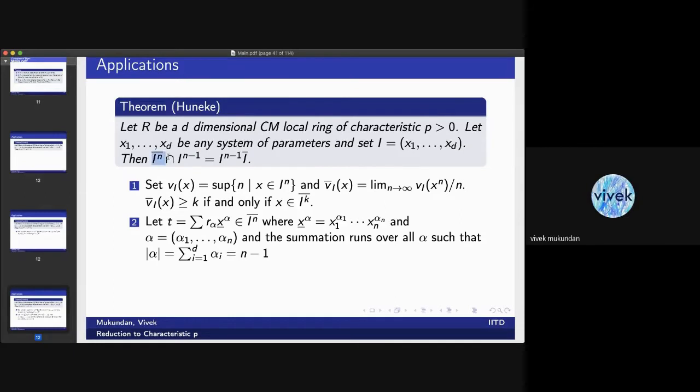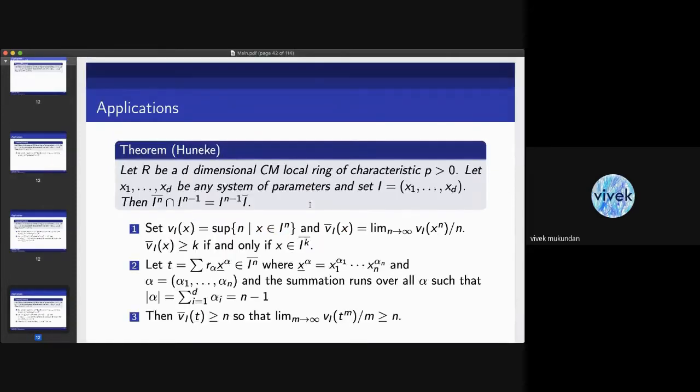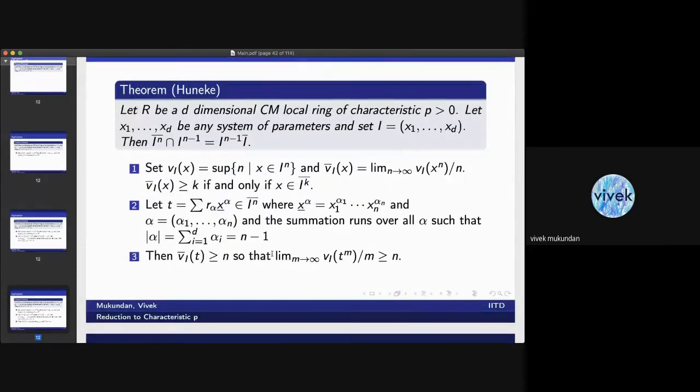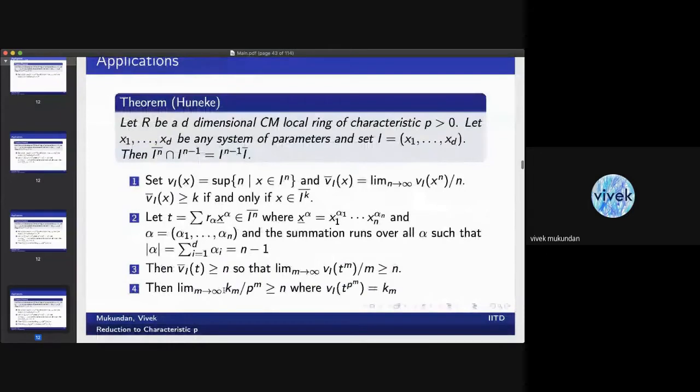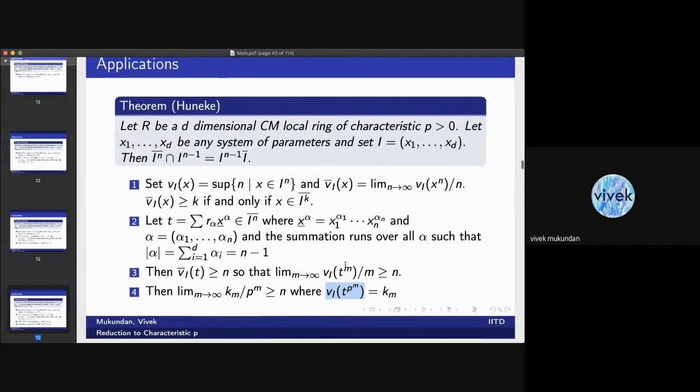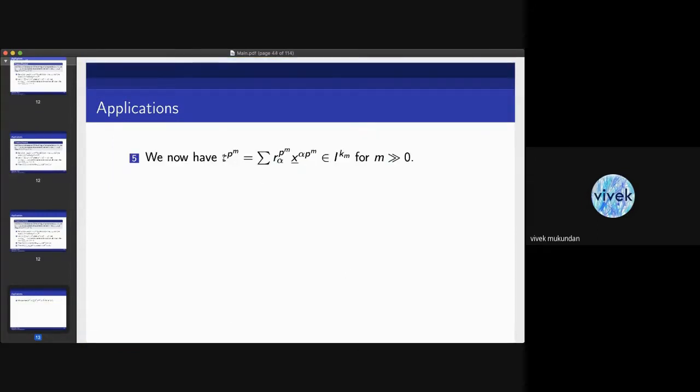Now, you also know that it is in the integral closure of I^n, and because of this result, you also get that v-bar of I^n is bigger than or equal to n. So that this limit, v_I(t^m) modulo m, is bigger than or equal to n. Now, this limit also works by replacing m by p^m. You can use the prime power instead of the integer m, where k_m is nothing but v_I(t^(p^m)). Okay, so now we know that t^(p^m) is actually inside I^(k_m).